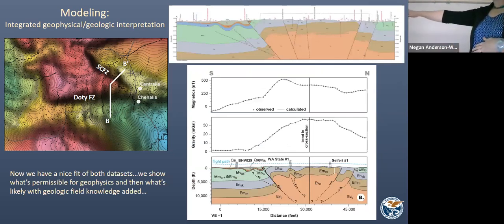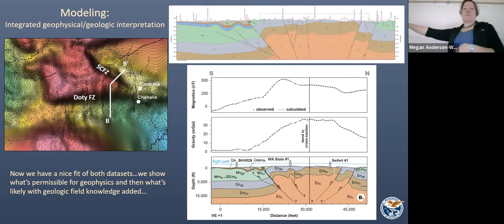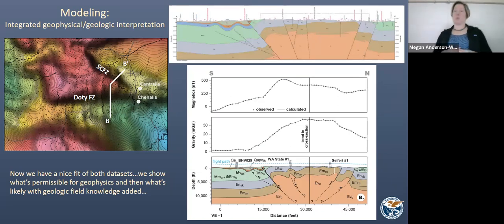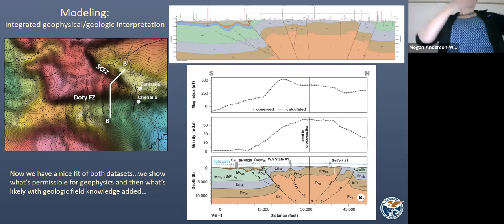So we have a nice model of the subsurface and also the surface control. And we show what's permissible for the geophysics, but then also detail added from the geology. So you can see that the cross-section from the geology is a little bit more stylized based on the geologic constraints, and the geophysics is a little bit more simple, but they agree very well in the end. So that's kind of how it goes. It's really true hypothesis testing and a lot of back and forth testing different hypotheses and trying to come closer and closer to a hypothesis that fits all of the data together.